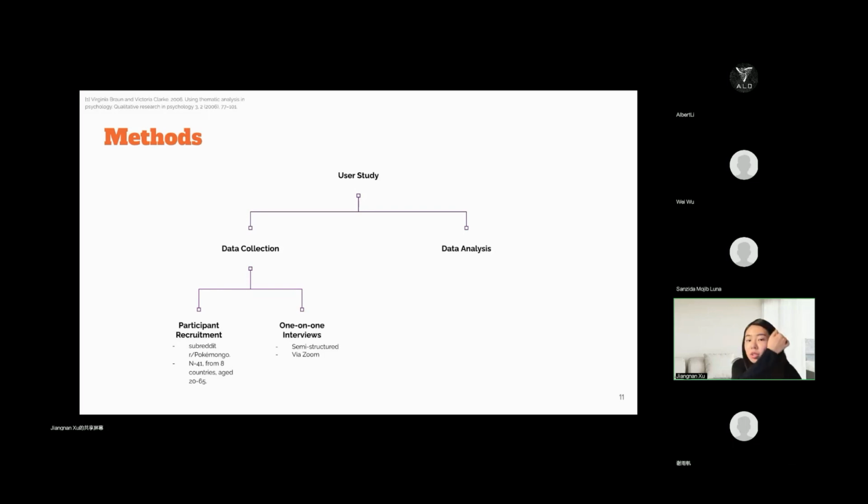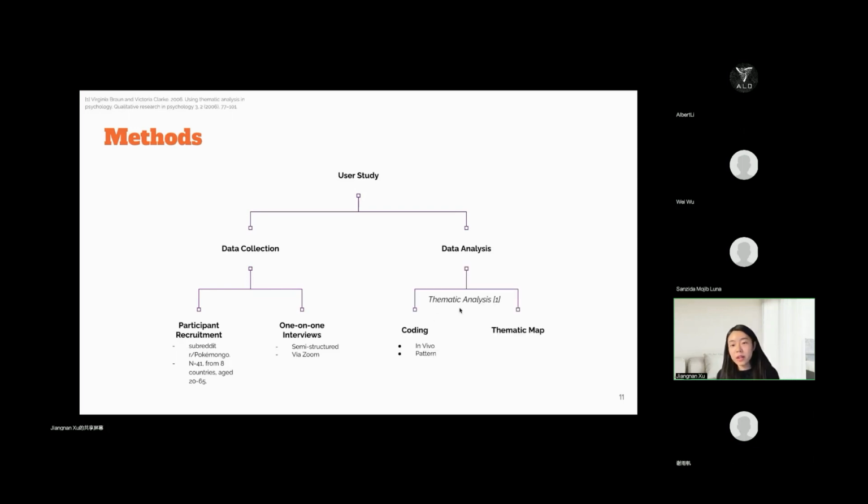And we did the interviews via Zoom, which were semi-structured interviews. We asked a lot of "why" and "can you give me some examples" kinds of questions to understand more about their lived experience. And after the 41 interviews, we felt good about our data. We reached data saturation, and then we moved to the data analysis.